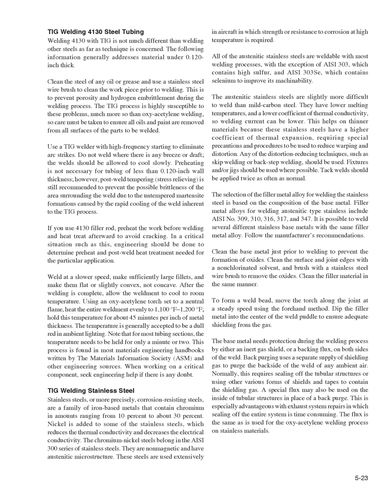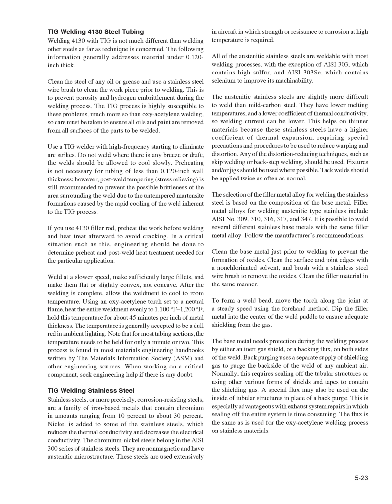It is possible to weld several different stainless base metals with the same filler metal alloy. Follow the manufacturer's recommendations. Clean the base metal just prior to welding to prevent the formation of oxides. Clean the surface and joint edges with a non-chlorinated solvent, and brush with a stainless steel wire brush to remove the oxides. Clean the filler material in the same manner. To form a weld bead, move the torch along the joint at a steady speed using the forehand method.